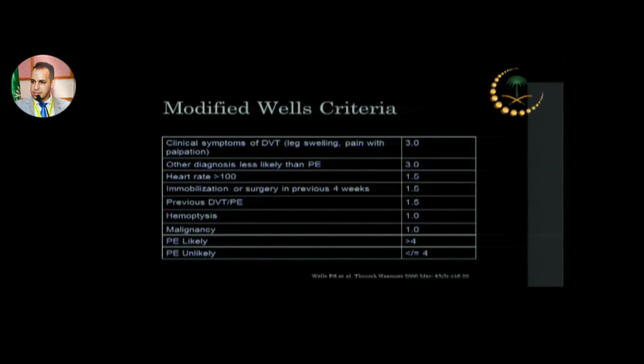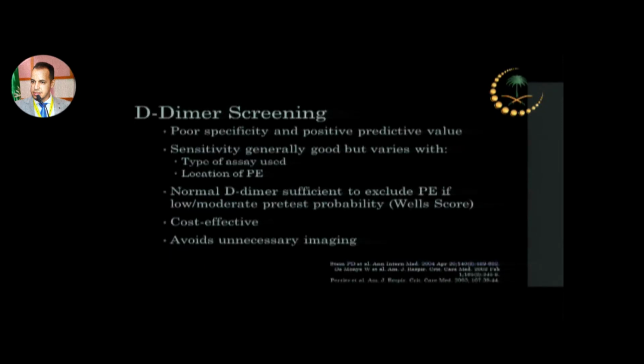So I'll leave the modified Wells criteria for my colleagues to discuss further, but it's a clinical scoring scheme where PE is considered as likely if the scoring is more than 4, or unlikely if it's 4 or less. If it's more than 4, it's considered as likely. If it's equal to or less than 4, it's considered as clinically unlikely.